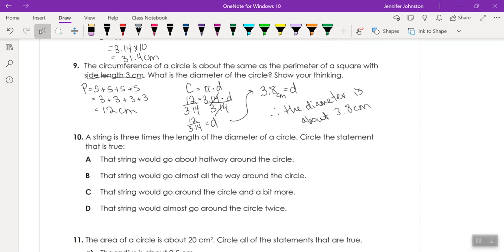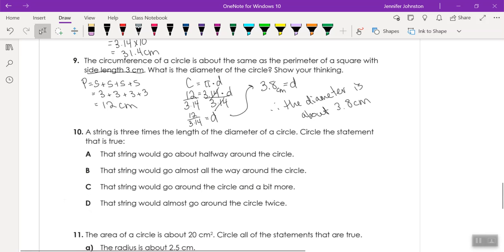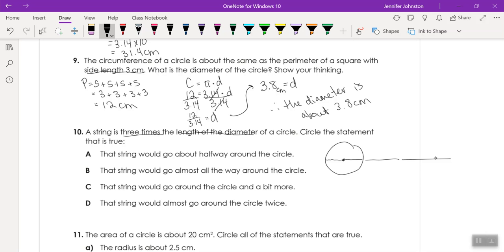All right, and 2 last questions. A string is 3 times the length of the diameter of a circle. Circle the statement that is true. Okay, a string is 3 times the length of the diameter. Okay, so what's the diameter again? Yes, it's this. It's right across the circle. Okay. And if we have a string, let's 3 them. So that's 1, 2, 3. So there's 3 of them there.